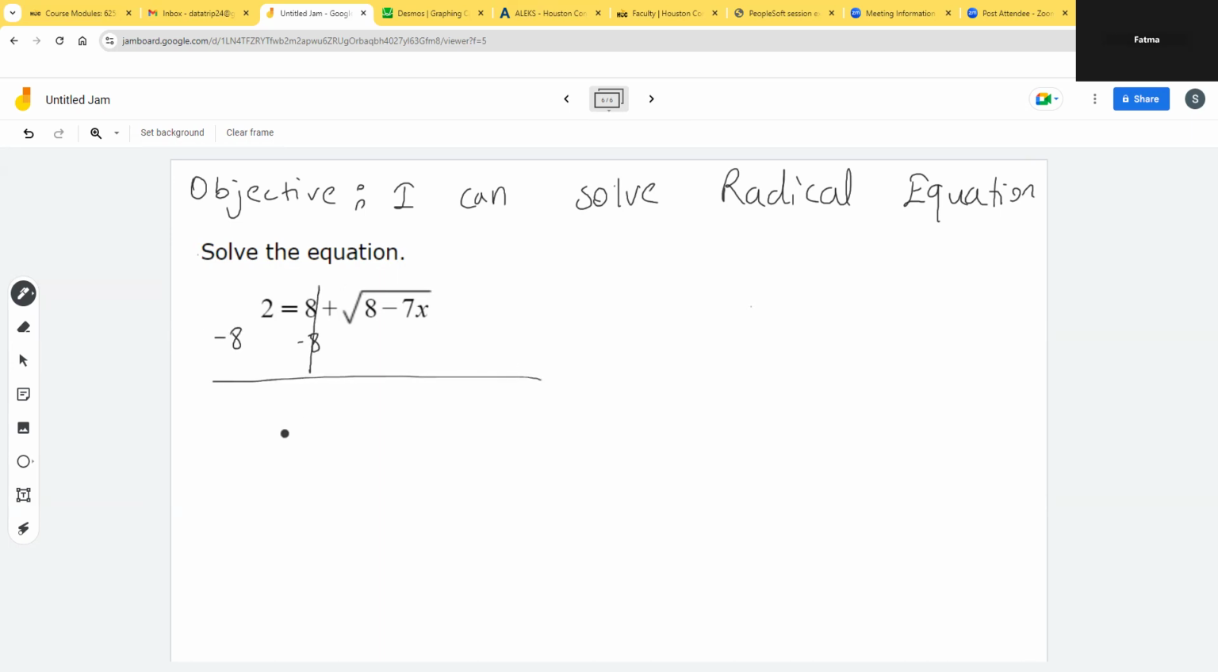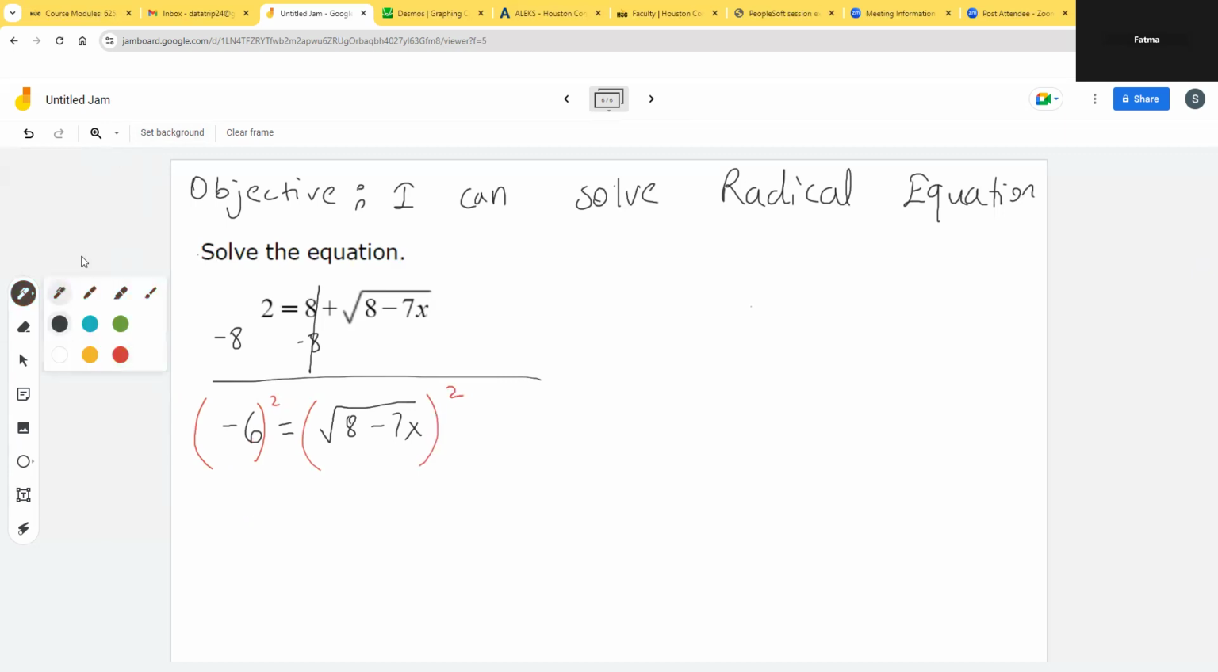So the positive 8 and negative 8 cancel out on the right side. And what's the only thing left on the right side? Square root of 8 minus 7x. This is the only thing we want on the right side. And now what is 2 minus 8? Negative 6. So step number 1 is done. We isolated the radical. Once the radical is isolated with these problems, always we have to do what next? We need to square both sides. Both sides must be squared.